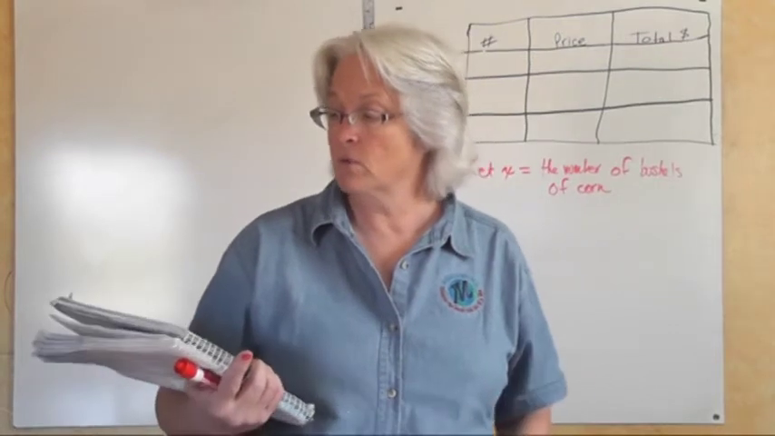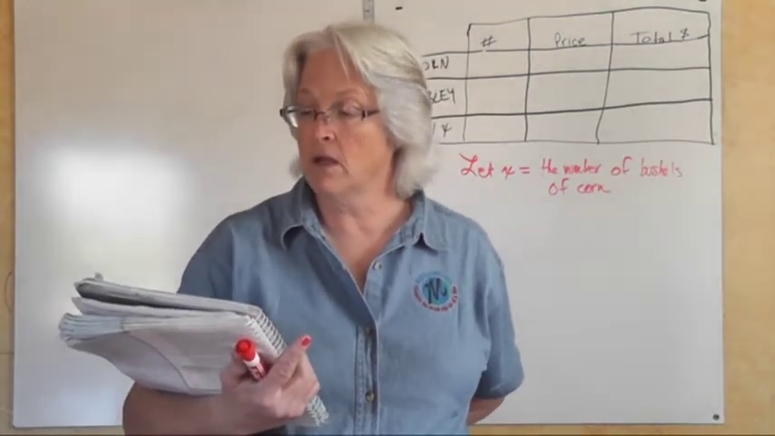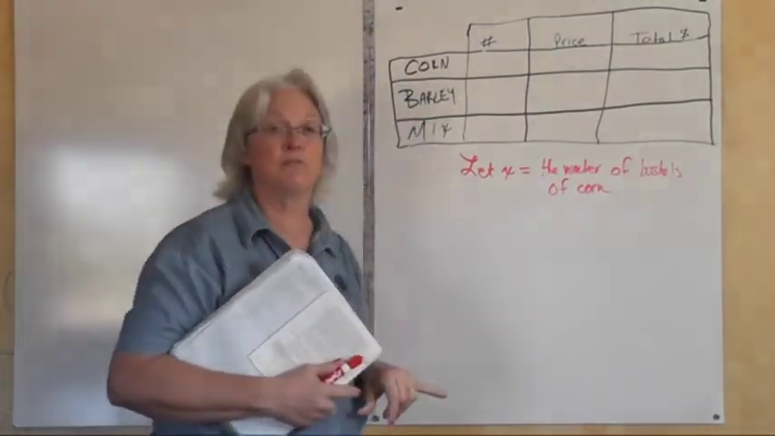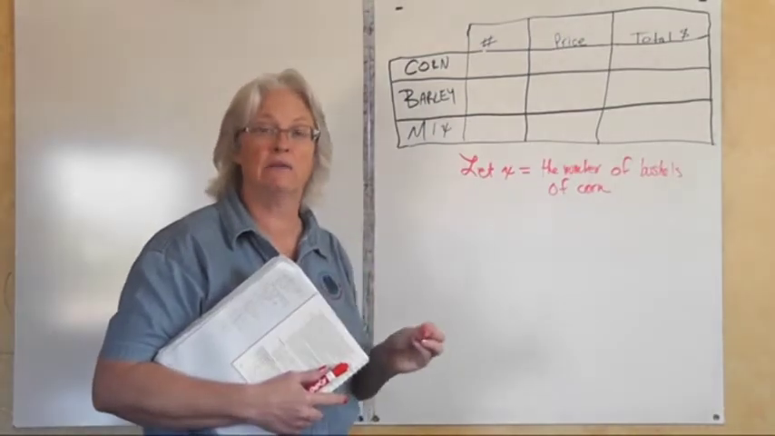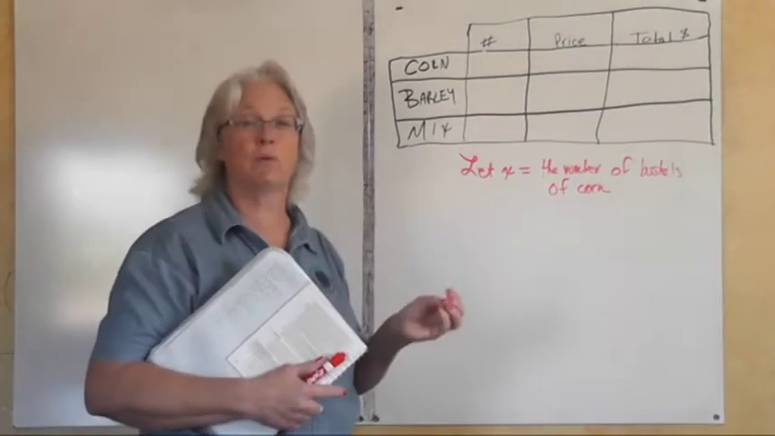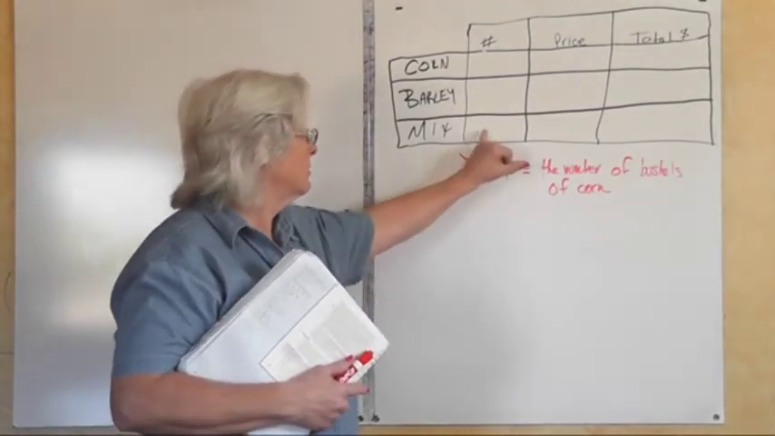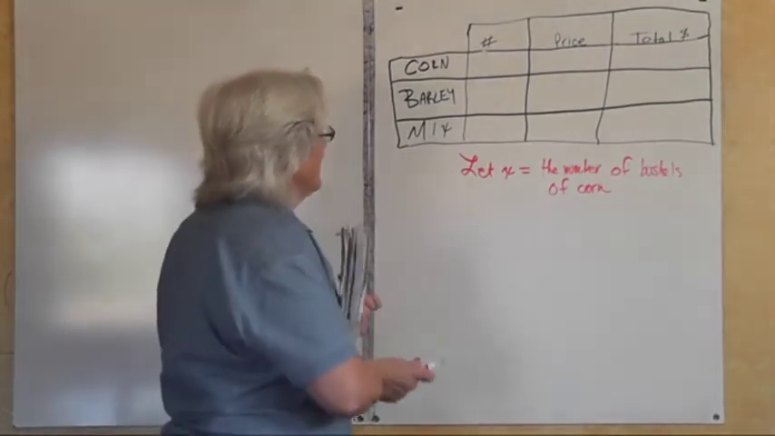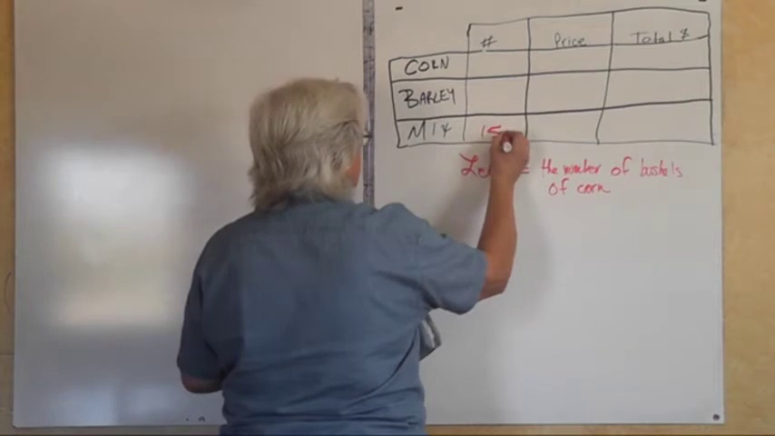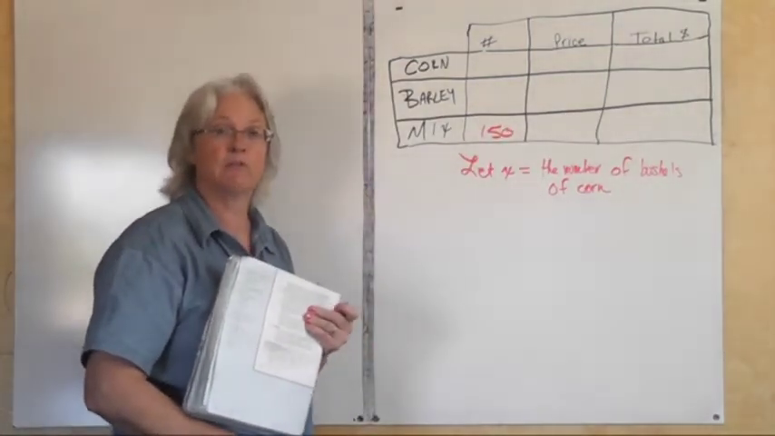So back to this. What are we going to do? It says, read the problem carefully to find the unknown quantity. We want to know how many bushels of corn and how many bushels of barley we are going to combine together so that we have a total number of bushels of mixture of 150. So we have a mix of corn here. We have a silage mix. Total number of bushels is 150.